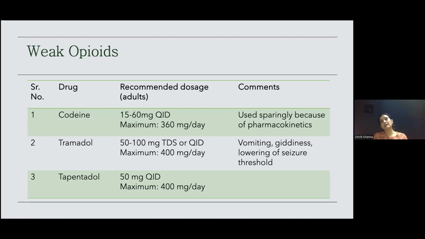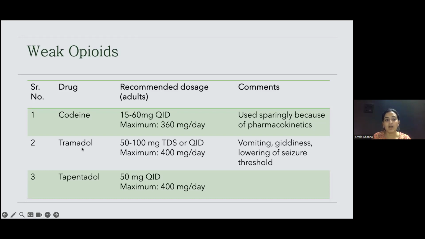If they are ultra-rapid metabolizers, there will be an increased concentration of the drug in the system. And if they are slow metabolizers, there will be very little concentration of drug in the system, and hence no analgesic effect. So that's about codeine. And then we come to tramadol and tapentadol.